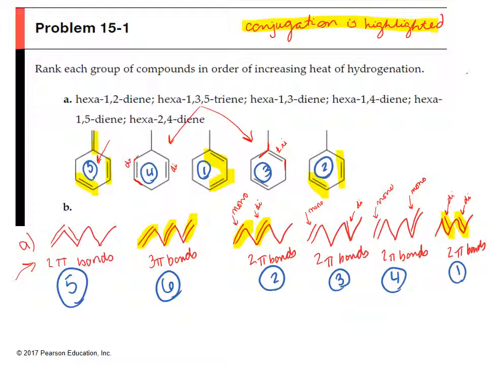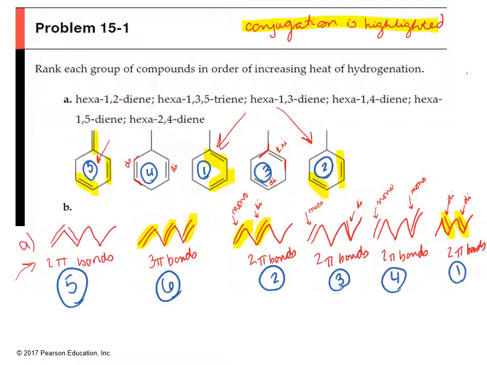This one is disubstituted. So I have made this one over here, number 4, and this one, number 3. Number 3 got some more stability from the fact that one of the bonds was more substituted. That leaves us with this one and this one. They both have 2 bonds.